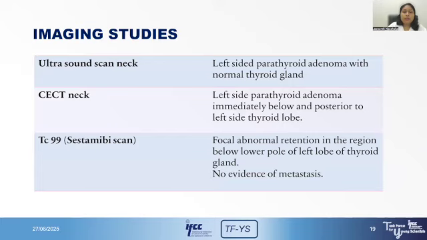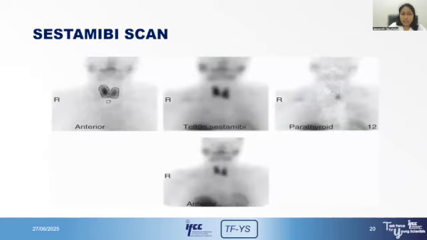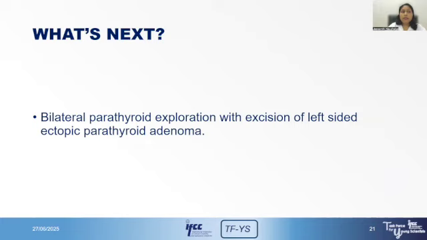We did ultrasound scan neck. It showed left-sided parathyroid adenoma with normal thyroid gland. And the CECT neck also confirmed that diagnosis. Further, we did technetium-99 sestamibi scan and it showed focal abnormal retention in the region below the lower pole of the left lobe of the thyroid gland. These are the images. Then what's next?